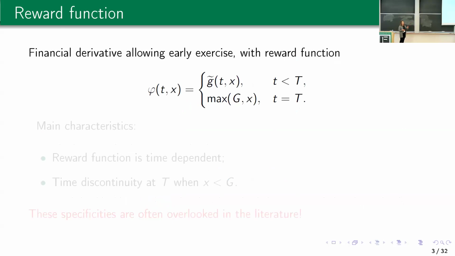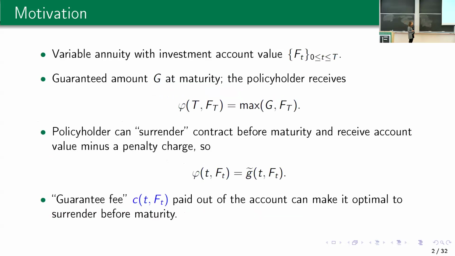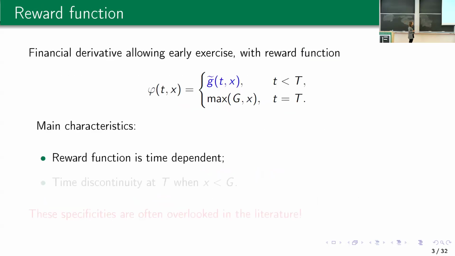So we have this variable annuity contract that allows early exercise, and the reward function is the reward if there's surrender, so if the payout is paid out before time T. Here I have tilde g, a general function that I'll give more information about in a minute. And like in the previous talk, the payoff at maturity is the maximum between the predetermined amount and the value of the investment account.